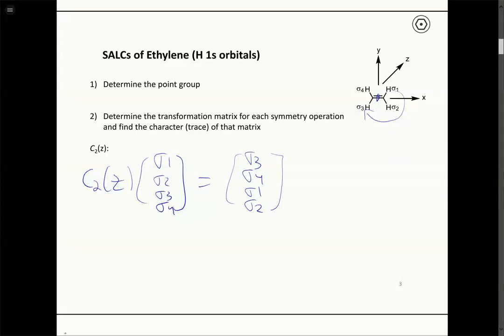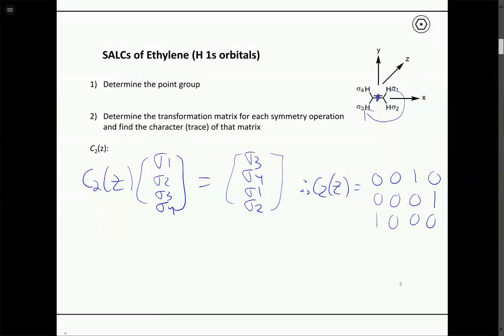So that's going to be the form of the matrix. That's going to be the matrix form of the result of that. And so if we want to write our matrix representation for the C2 operation, the Z1 in this case, what do we end up with? We would have a 1 in the third column for sigma 3, and then we have a 1 in the fourth column, and we have a 1 there for sigma 1, and then a 1 for sigma 2. So this is the matrix form of that.